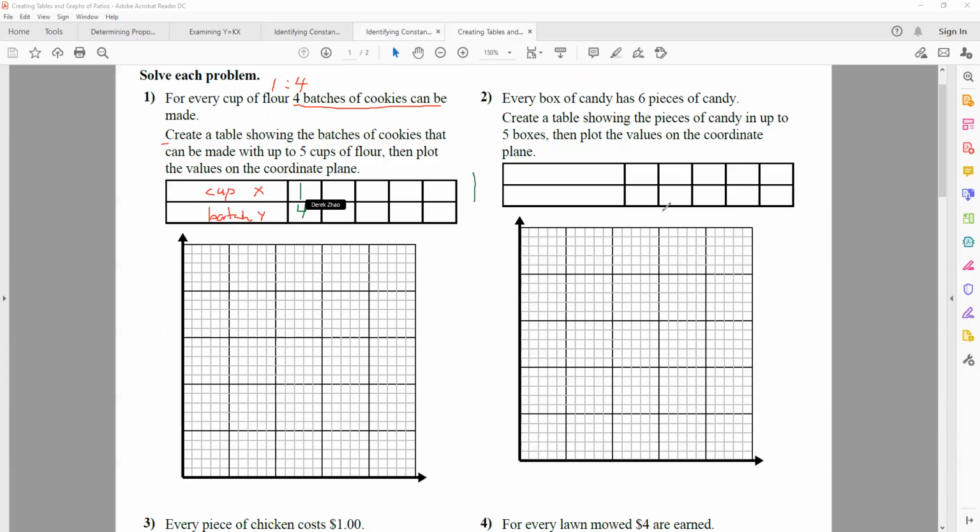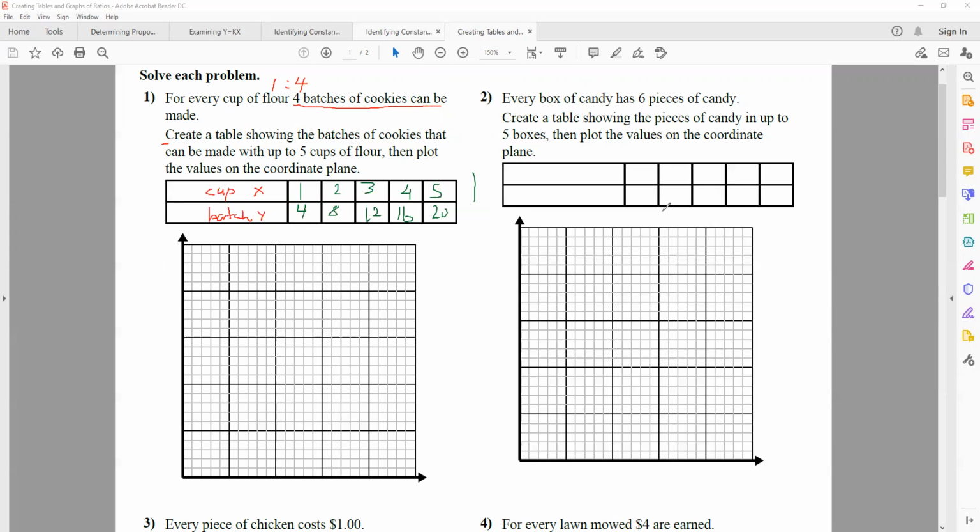4, and then 2 to 8, 3 to 12, 4 to 16, and 5 to 20. Yeah, and then it's just like that.